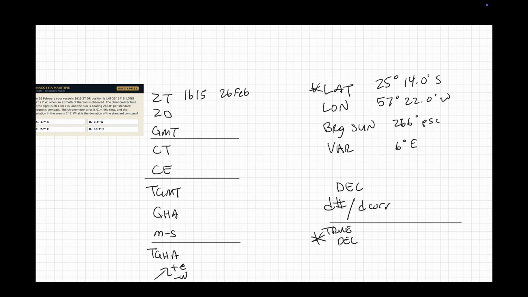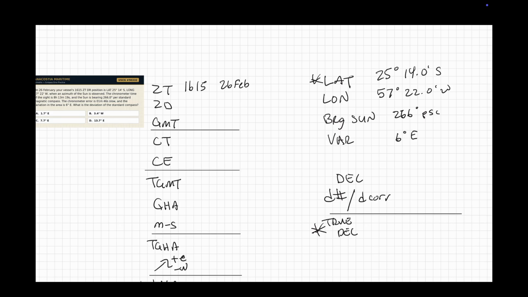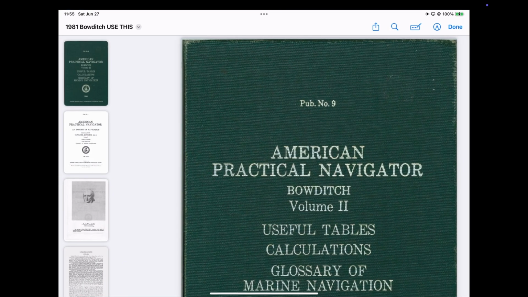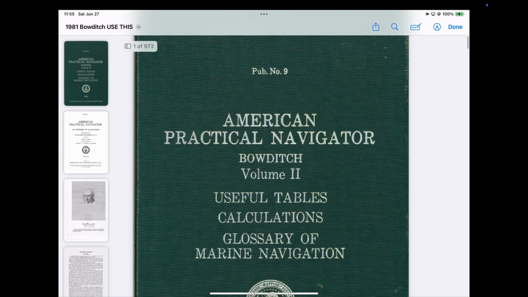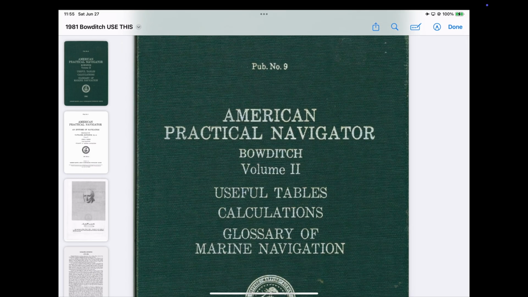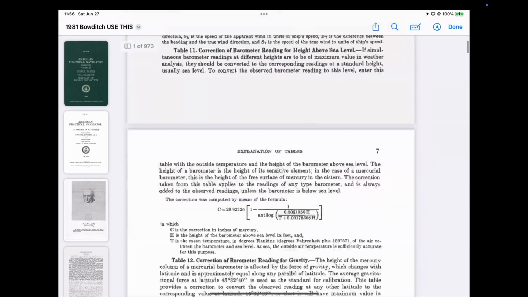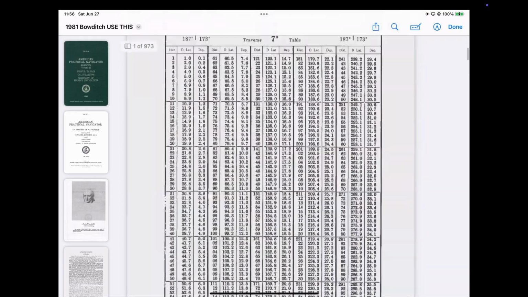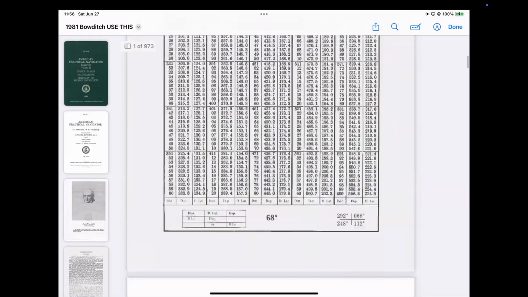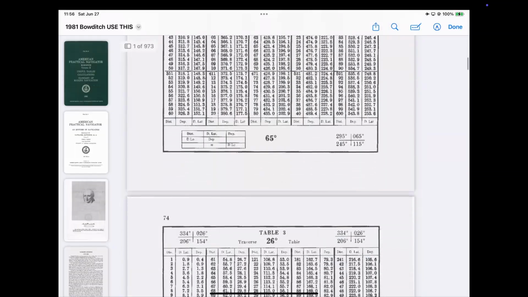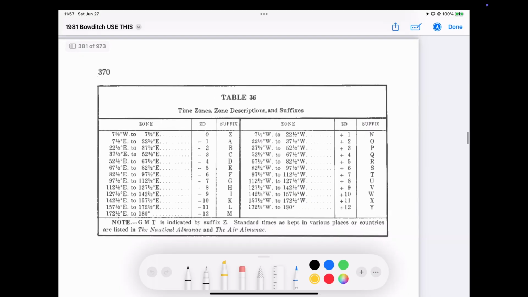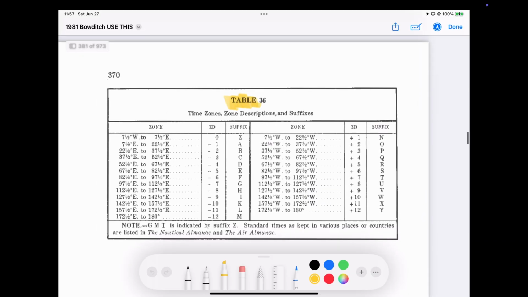All right. Let's go to Bowditch, which is the easiest way. And the Bowditch I use is 1981 Bowditch Volume 2. That's my baby right there. It is page 370 that I'm looking for, all right? So scroll with me or flip your pages, however you do it. Table 36. This is in 1981 Bowditch, all right? Time zones, zone descriptions.